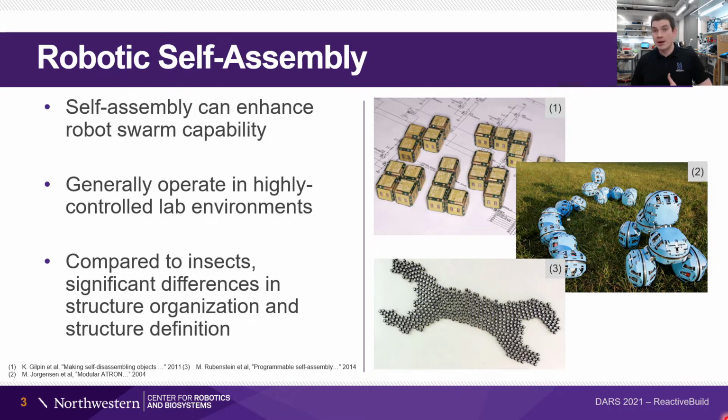Of course, robots are robots and insects are insects, and so there are differences between the approaches that each take, likely stemming from the fact that robots often operate in controlled laboratory environments, whereas insects operate in nature.